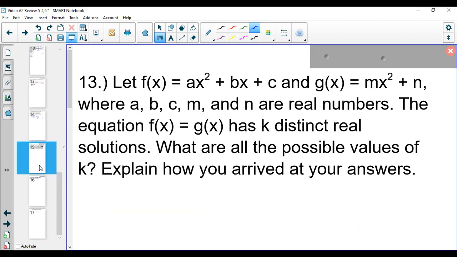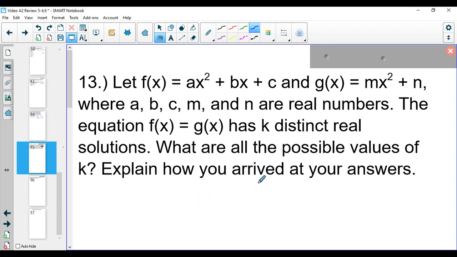All right, just a few more to go. We can see the light at the end of the tunnel. Let f of x equal ax squared plus bx plus c, and g of x equal mx squared plus n, where a, b, c, m, and n are real numbers. The equation f of x equals g of x has k distinct real solutions. What are all the possible values of k? Explain how you arrived at your answers.